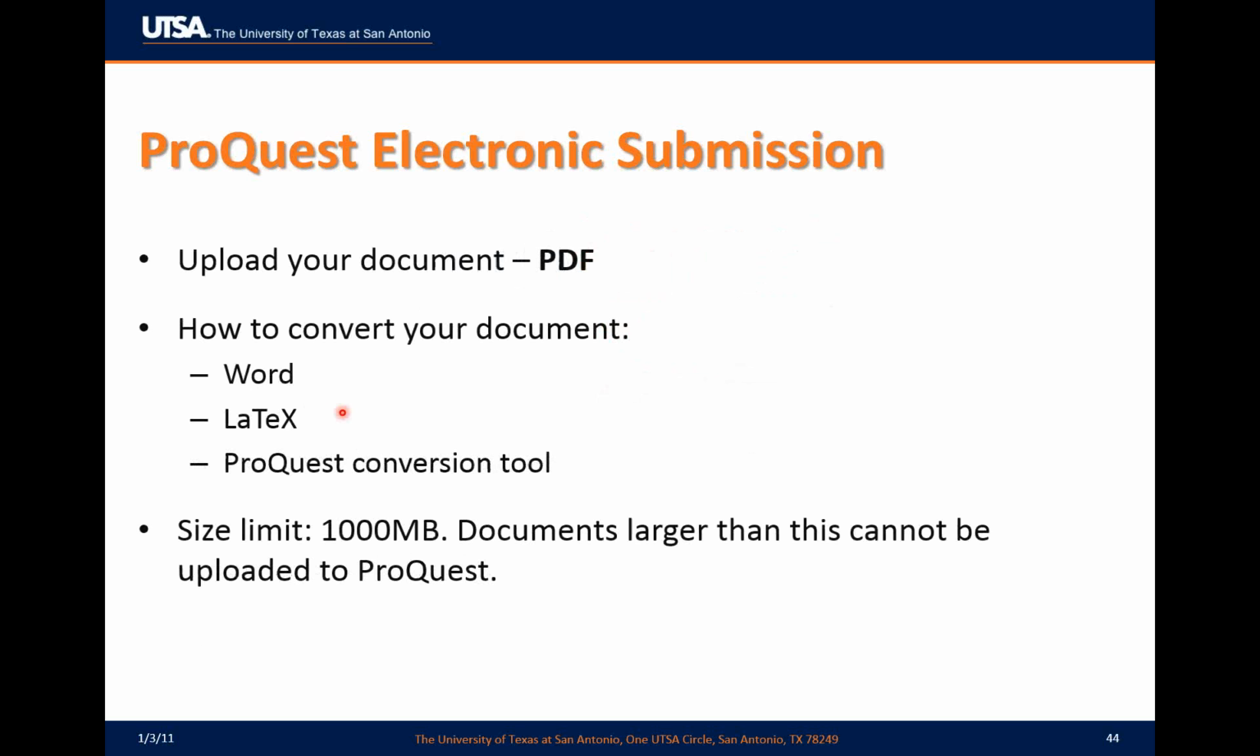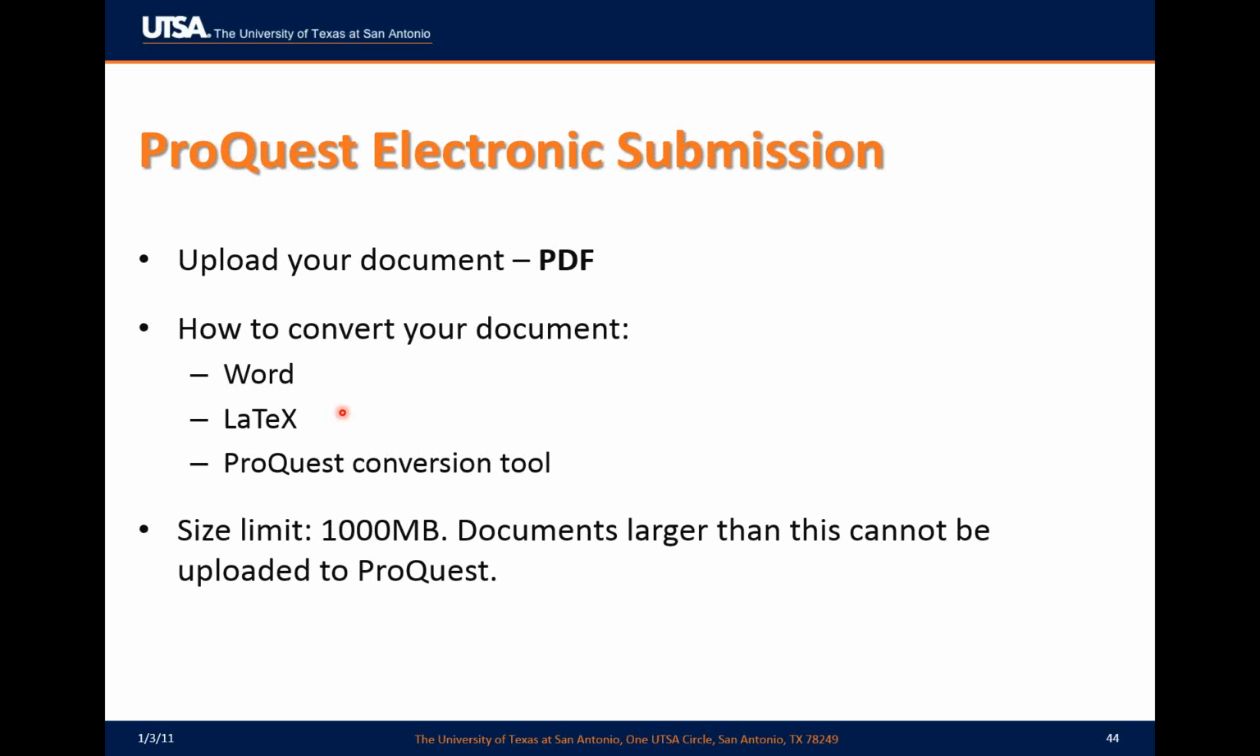With your ProQuest submission, you have to upload your document as a PDF file, so you can't upload the Word document. The best thing to do when you convert your document to a PDF is to save it as a PDF on your own computer. So if you're working with Word, go into File and Save As, and save it as a PDF document. If you're working in LaTeX, then you're all set. You've already got a PDF.